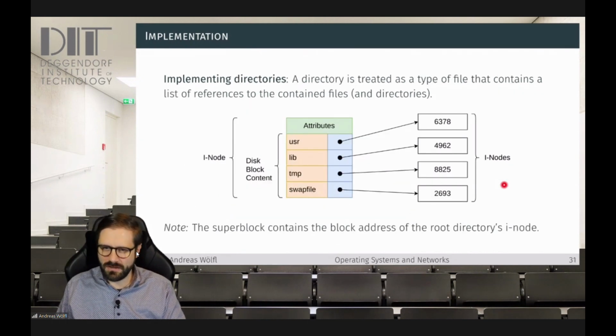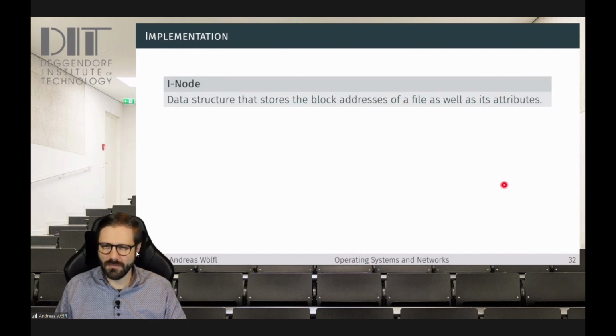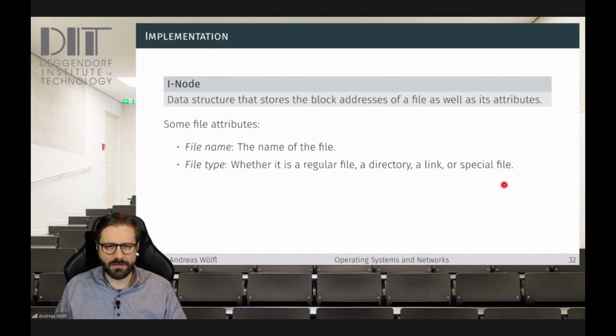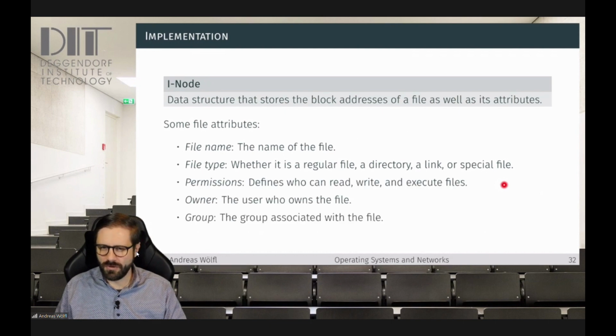In case of a directory, the content of the directory is a list of subdirectories plus files that are contained in the respective directory. And the attributes are the file name, type, permissions, owner, group, and everything.